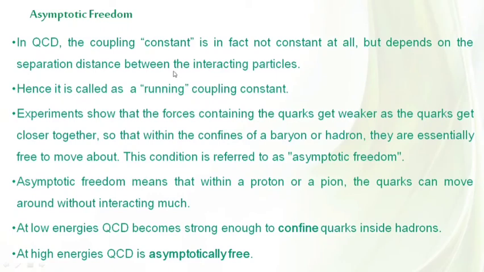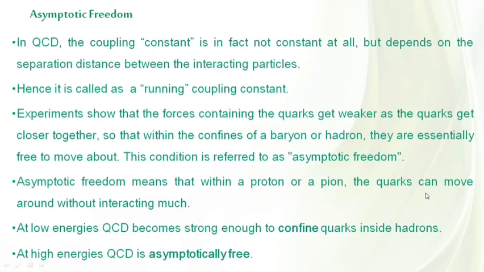Asymptotic freedom. In quantum chromodynamics, the coupling constant is in fact not constant at all, but depends on the separation distance between the interacting particles, and it is called the running coupling constant. Experiment shows that the forces between quarks get weaker as the quarks get closer together. They have some freedom to move without interaction, so within the confined baryon or hadron they are essentially free to move about. This condition is referred to as asymptotic freedom.